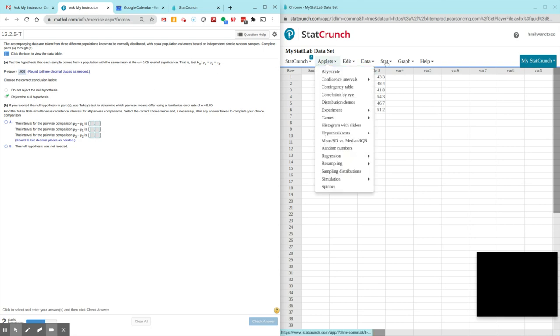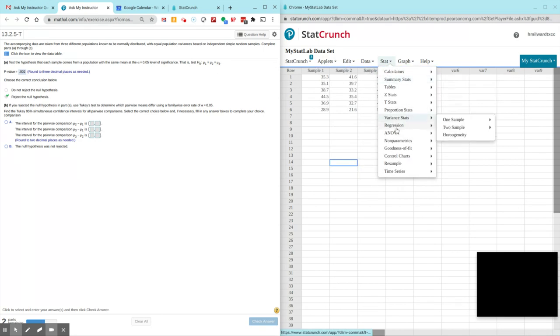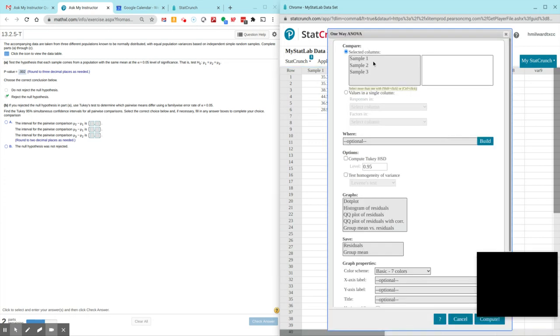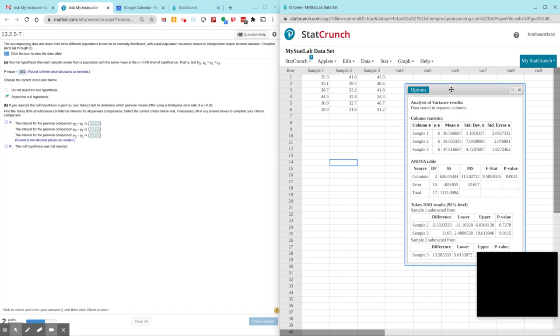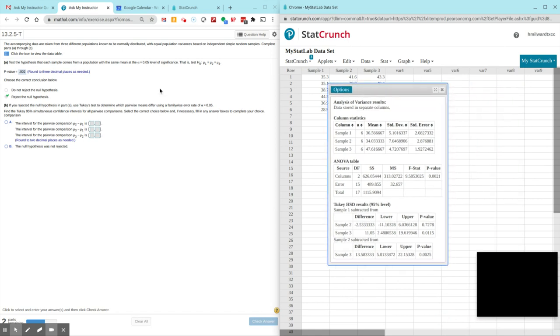So we start the same way that we started in the previous chapter. We do ANOVA one way. We want to compare these 3 different samples. But what's different is we do compute Tukey test. Okay. And this is where the student got the p-value for the first part right here. This is just the same as in chapter 13.1.